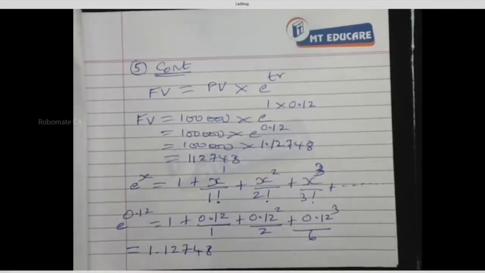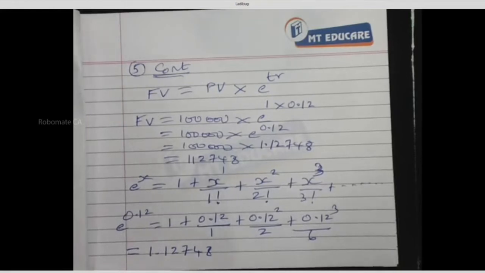Next, what is the e raised to x calculation? How to calculate e power x? It is 1 plus x by 1 factorial plus x squared by 2 factorial plus x cubed by 3 factorial. To put it more simply, 1 plus x plus x squared by 2 plus x cubed by 6. It goes on; it is not stopping at 3 factorial. It goes up to infinity. But still we stop at x cubed by 6, because that accuracy is more than sufficient for our calculations.